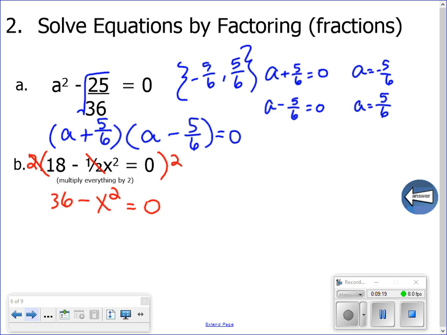And so now I have a difference of squares. Again, take the square root of the first term, which is 6.